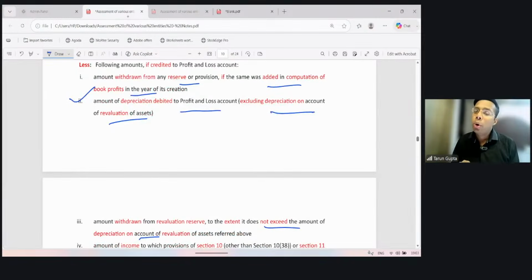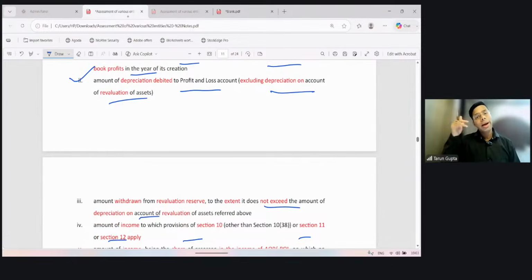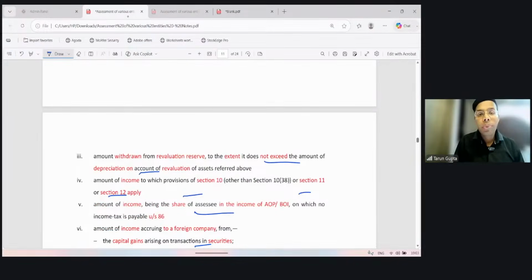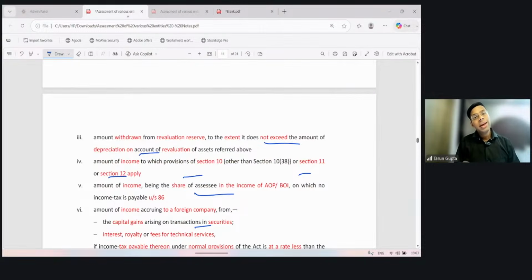So in reduction, you reduce the amount withdrawn from reserve if the reserve was created from the P&L account, or the reserve was added back while computing book profit in any of the earlier years. Depreciation you have to reduce, earlier you add, here you reduce, but at the time of reduction you will ignore the revaluation. Any amount withdrawn from the revaluation reserve you will reduce to the extent such amount is relatable to the depreciation on the revalued amount.